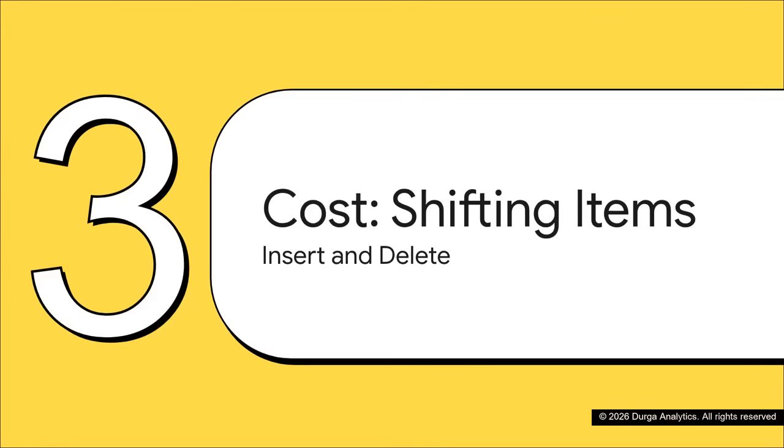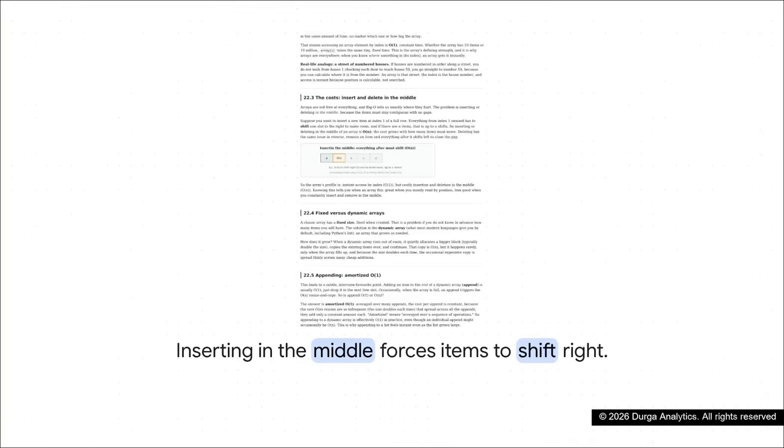Let's move to Section 3, the cost: shifting items. In software engineering design, nothing is free. Every architectural choice has a trade-off. So we have to look at where arrays will absolutely hurt your app's performance if you're not careful.